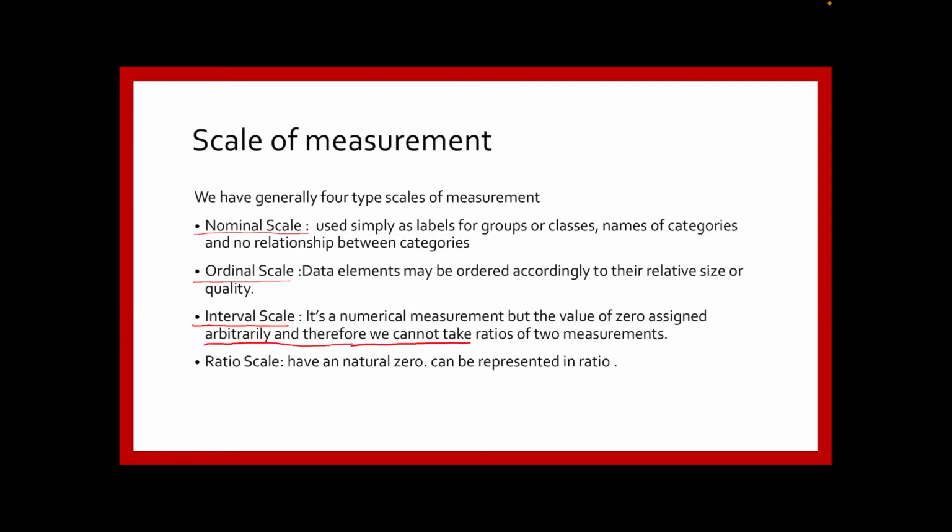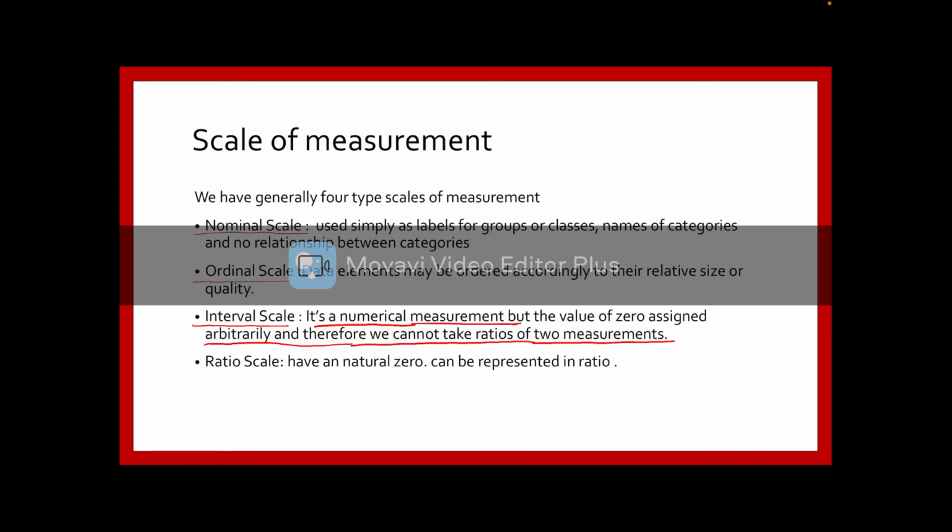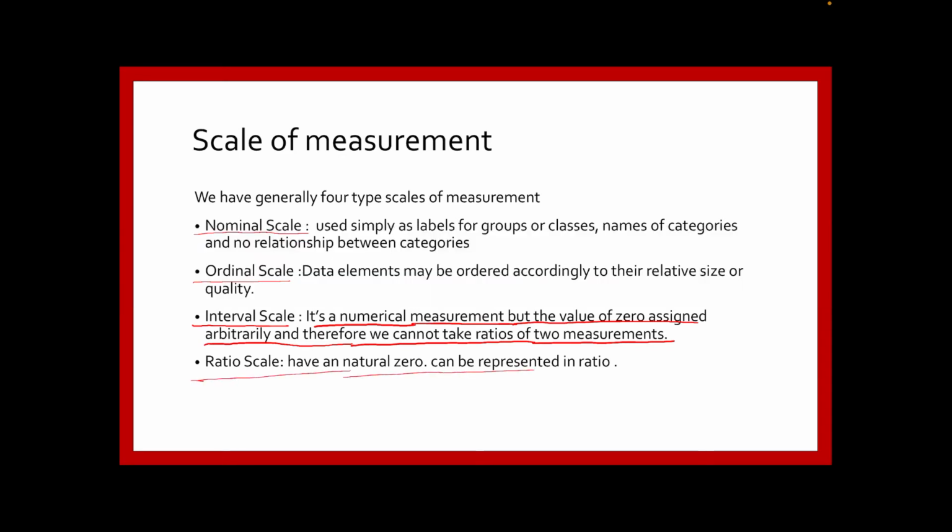Sometimes there is a discussion about what the difference is between ratio and interval data. This is the explanation for that. Ratio data will have a natural zero and can be represented as a ratio. Okay, I think this point is clear now.